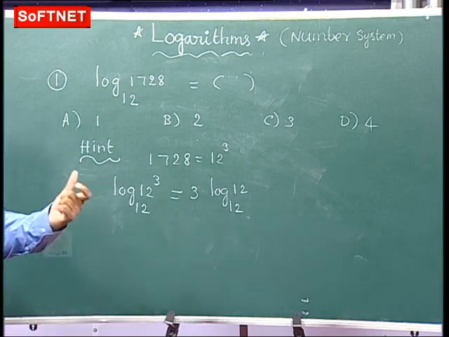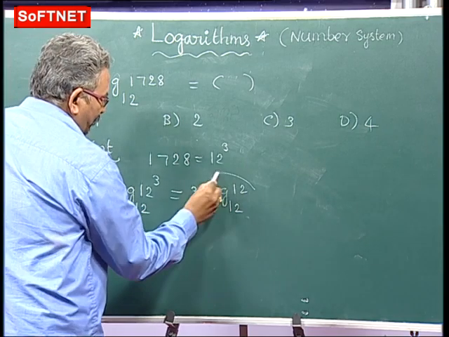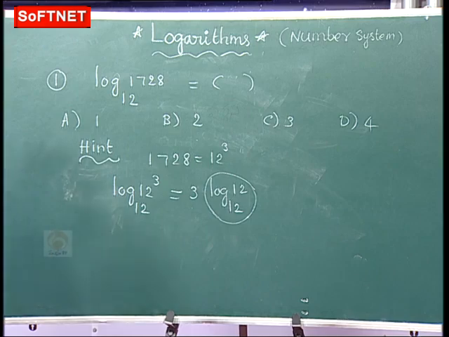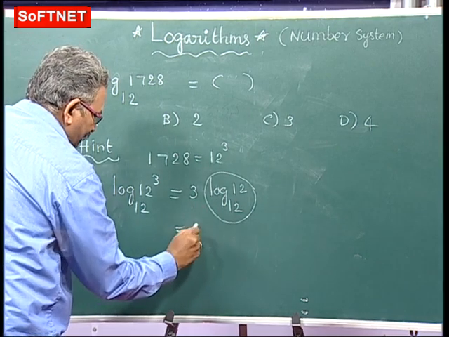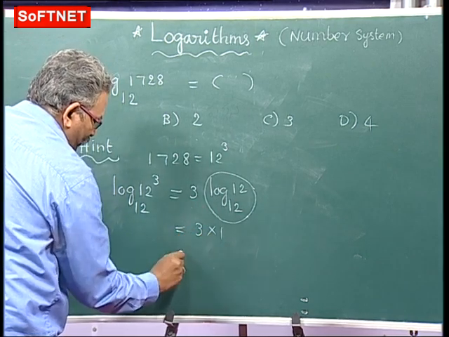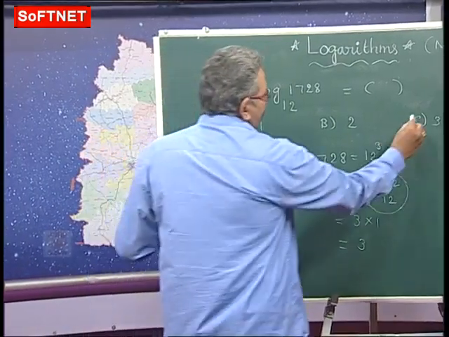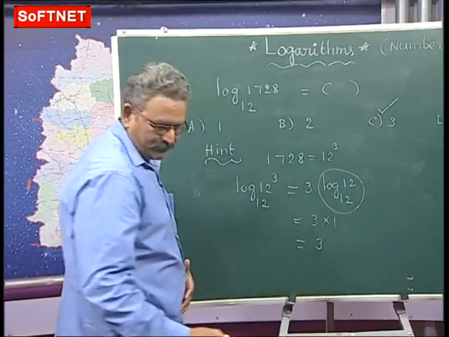Do you expect what is log 12 base 12? Yes, log 12 base 12 is in the form of log a to the base a. So it is 1. We get 3 times 1. So 3, which is the right option. Yes, C will be the right option.